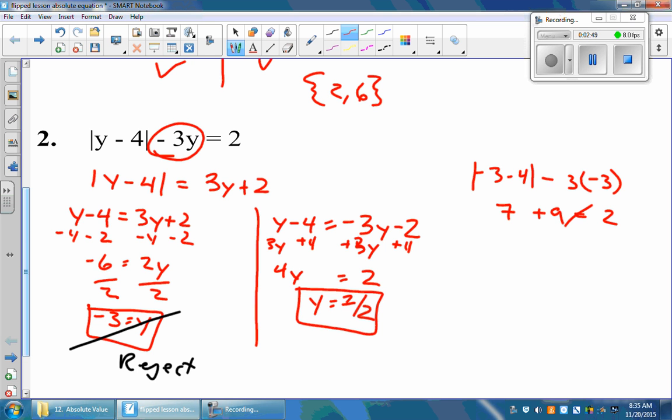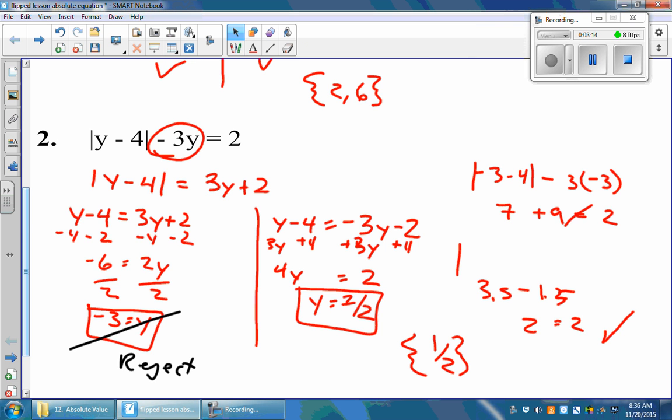Let's try 1/2. 1/2 minus 4 is negative 3.5, which is 3.5. Minus 3 times 1/2, it's a negative 1.5. Which is 2 equal to 2? Yes. So 1/2 checks, so that is my only answer. Again, you must check absolute value equations.